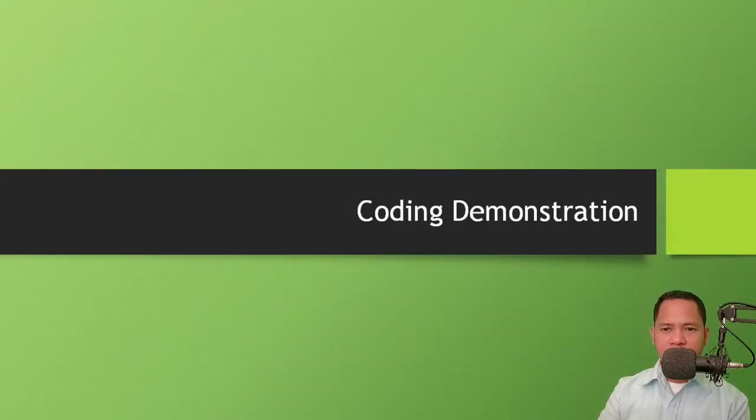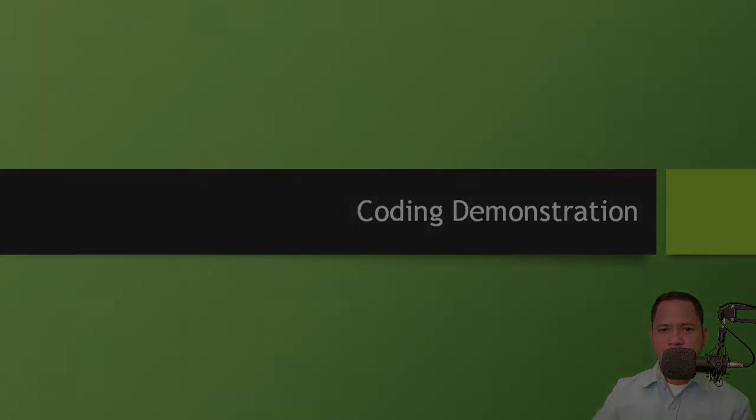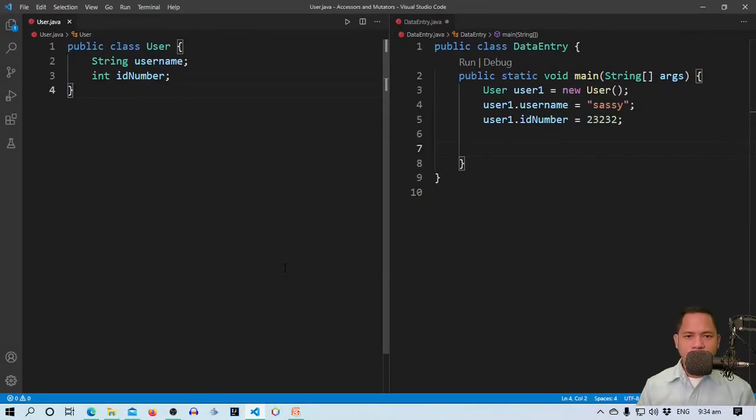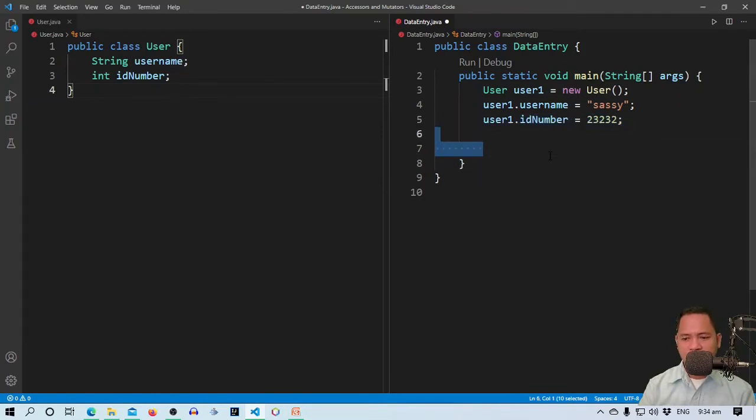So to give it more clarity, the best way to demonstrate this is through coding. So here we are inside of our Visual Studio Code editor, and we start with two classes, the user.java, which is a definition of the user object, and data entry.java, which is the application program that is going to use the user class.